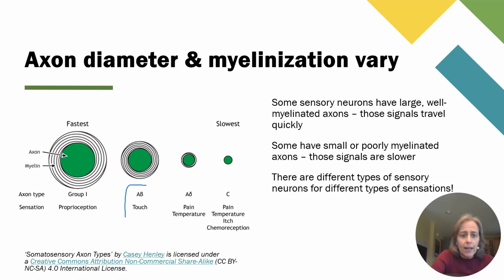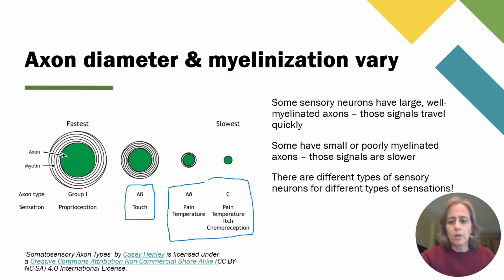So these are A beta, and touch is going to come through A beta axons. And then we have both A delta and C, and pain and temperature are going to travel on those, but they are slower. And then this one here, group 1, is sometimes also called A alpha, and that's for proprioception. So we're going to see different senses have different speeds of transmission because they have different diameters and degree of myelinization of their axons.